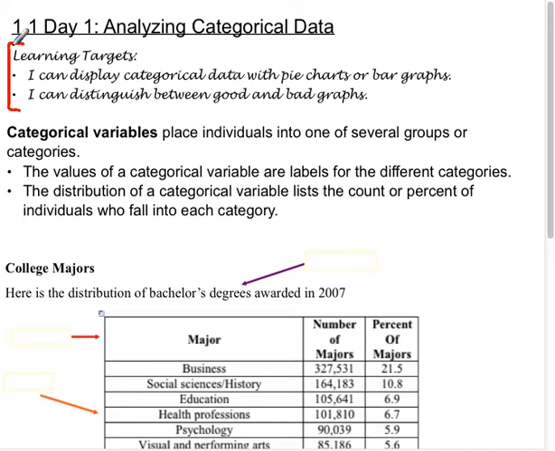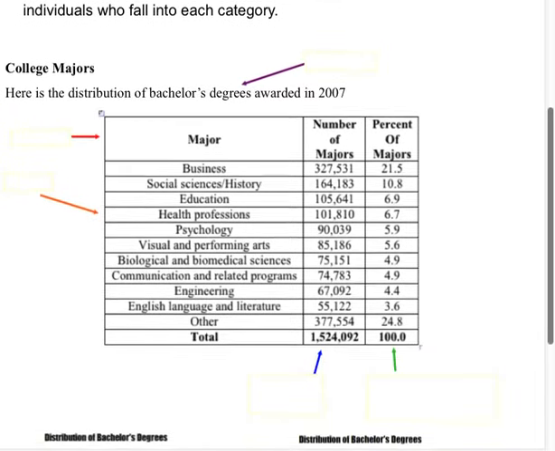So categorical variables, once again, they place individuals into one of several groups or categories. When it comes to displaying this data, the values of the categorical variables are labels for the different categories, and the distribution of the categorical variable lists the count or percent of individuals who fall into each category. Okay, so again, let's just work on some vocabulary.